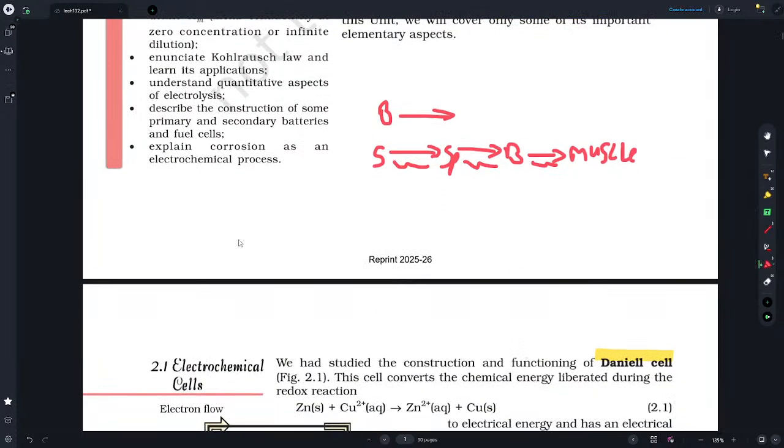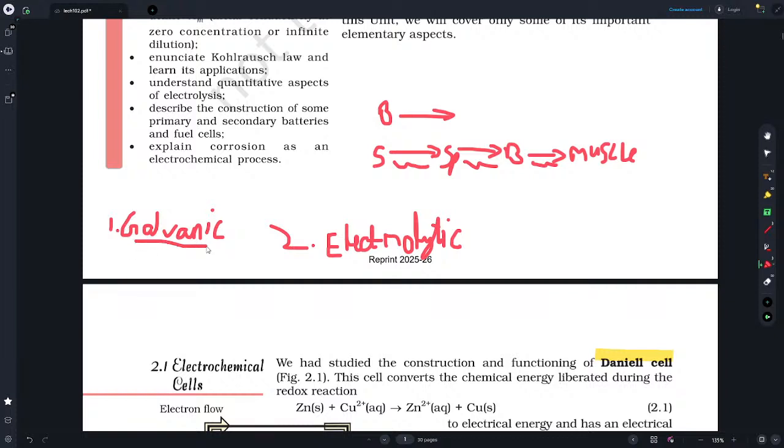The electrochemical cells are of two types. One is galvanic cells, and two, electrolytic cells. The galvanic cell, in which we produce electricity from chemical reactions, is what we call a galvanic cell. Here electricity is produced. In the electrolytic cell, electricity is used to conduct non-spontaneous chemical reactions.